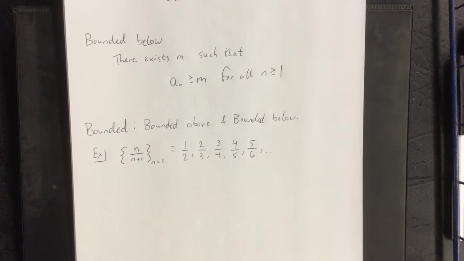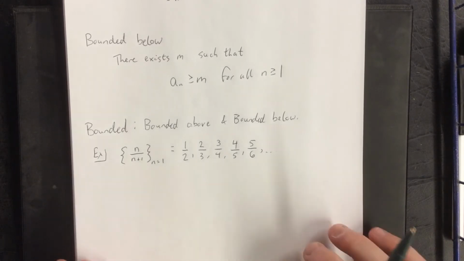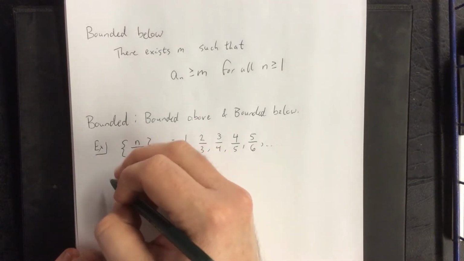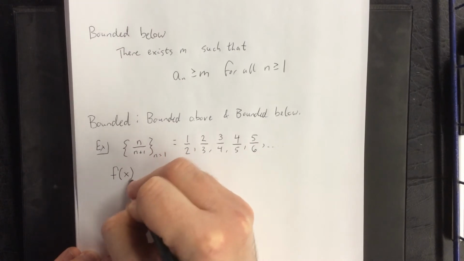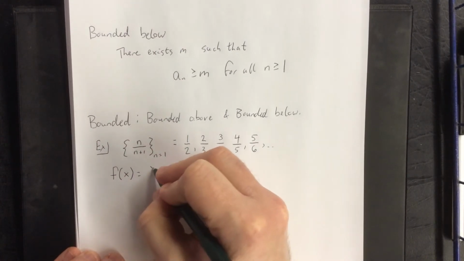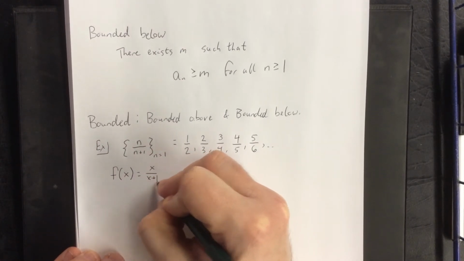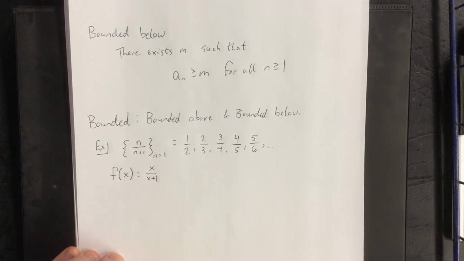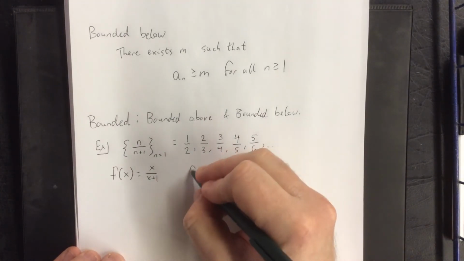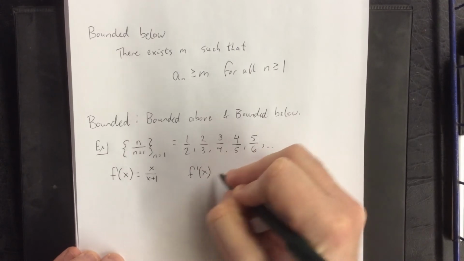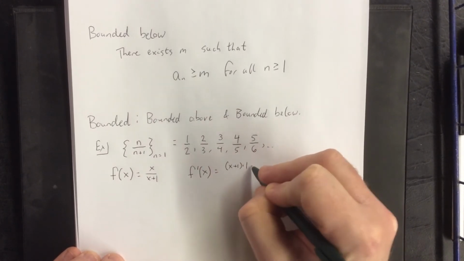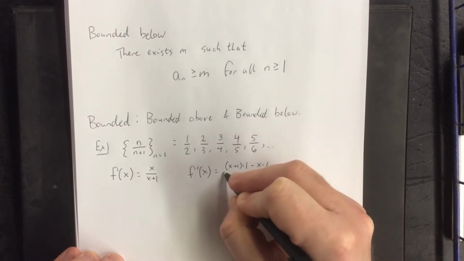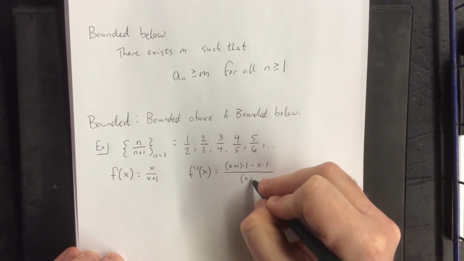What we're going to do is show that this thing is monotonic, as well as bounded above and bounded below. So, to show that this thing is monotonic, what I'm going to do is define the generating function by changing all of my n's into x's. Then I'm going to use the quotient rule to take the derivative of this thing. So f prime of x is going to be equal to low d high less high d low over the square of what's below.